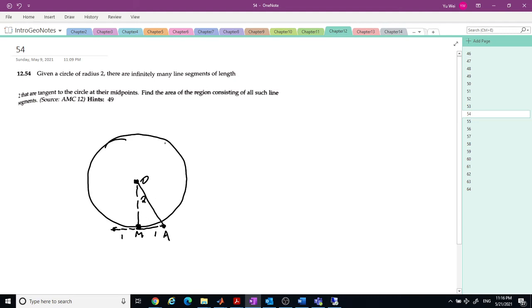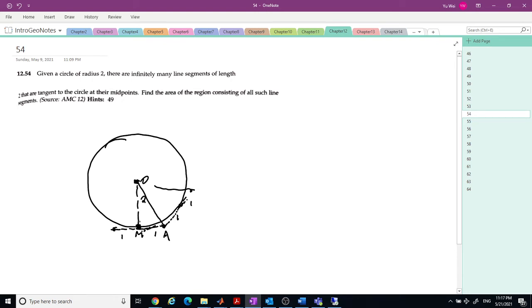So you can see the question says, find the area of the region consisting of all such line segments. Okay, what's the area covered by all these line segments? Let's draw some line segments here. This is the point, right? And we know we can draw another one, that's this one, right? It's also 1 and 1, right? So you can imagine, if I have another one here, right?